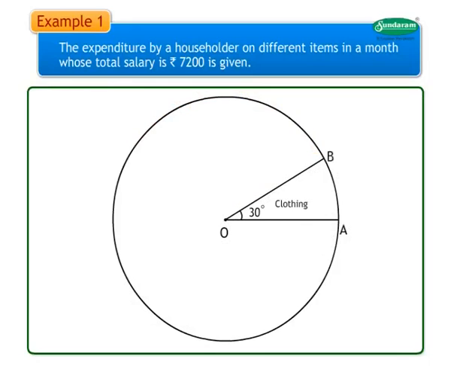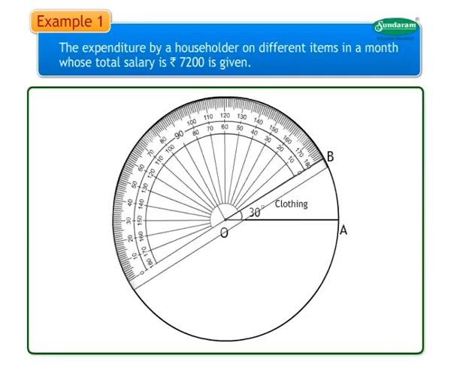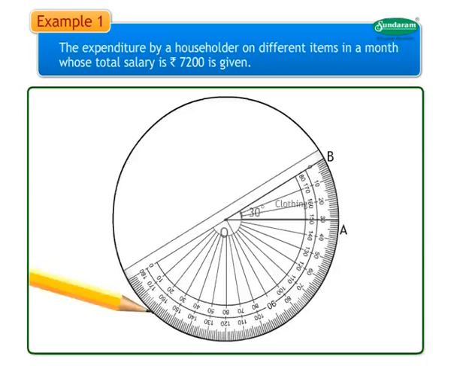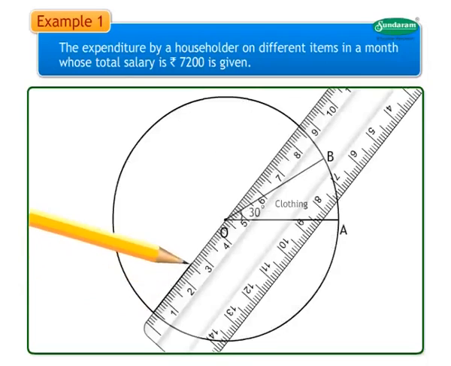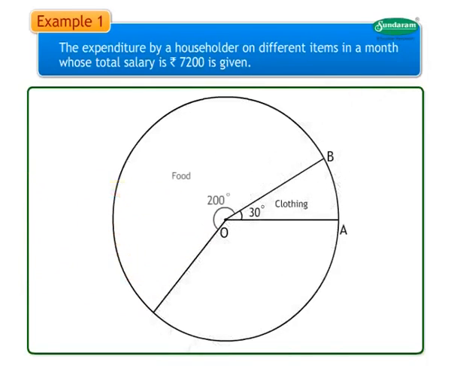Next, we draw a central angle for item food. It is of measure 200 degrees. How to draw an angle which is larger than 180 degrees? There may be several methods. We use one simple method. First of all, we mark angle of measure 180 degrees, and then the remaining 20 degree angle can be drawn adjacent to earlier 180. Thus, we can draw an angle of total measure of 200. Here we use two radii, OB and OC.